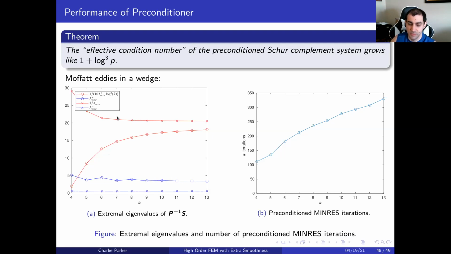And then the smallest positive eigenvalue decays like log to the minus 3k. So if you normalize it right, we see it's bounded. And then the smallest negative eigenvalue also appears to be bounded independently of p. So this is for the Moffatt problem. And the number of iterations in MinRes is on the right. So again, it'll grow modestly in the polynomial degree. Oh, sorry, that should be log cubed k, not p here.